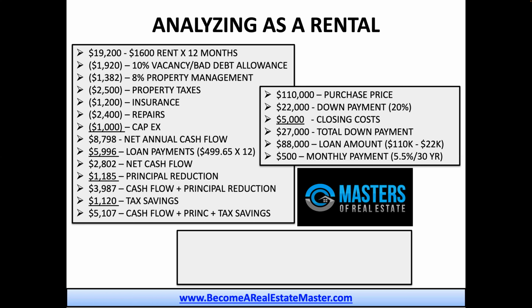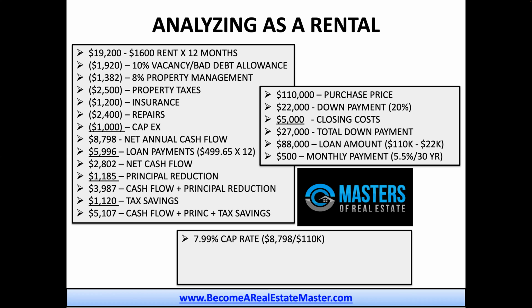So the 110 minus the $22,000 in down payment is $88,000, and your monthly payment is $500 a month at a 5.5% interest rate for 30 years. You may get a little bit lower of a rate. You may get a higher rate depending on your down payment, depending on your credit score. All of those factors play into your actual down payment amount. But this is the math that it works through.